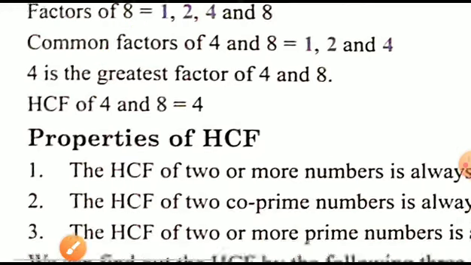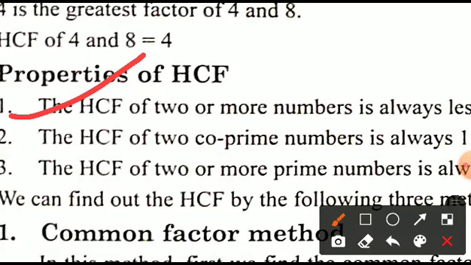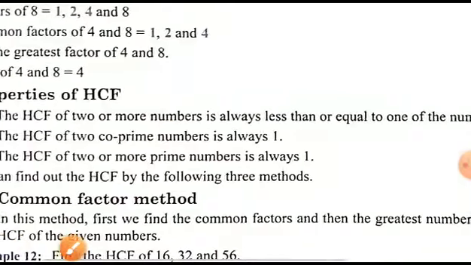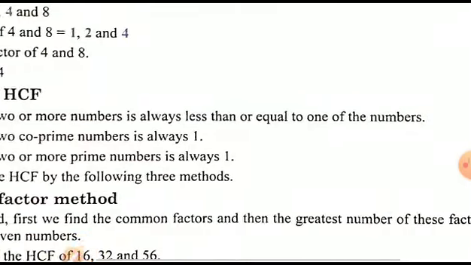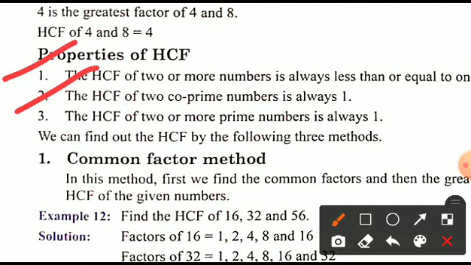Now the properties of HCF. The HCF of two numbers or more than two numbers is always less than or equal to one of the numbers. The second point is the HCF of two coprime numbers is always 1. The third one is the HCF of two or more prime numbers is always 1.